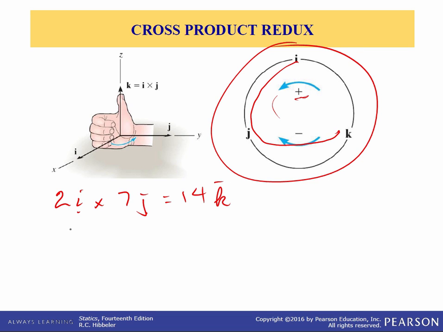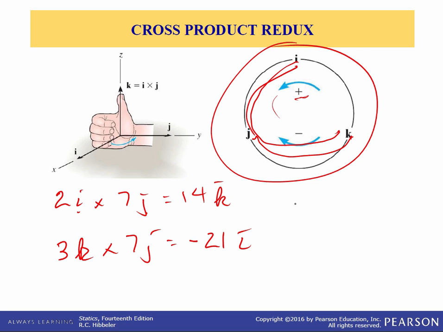But what if we wanted to do 3k cross 7j? Well, now we have k cross j is i, but it's going in the minus direction. So this is minus 21 in the i direction.